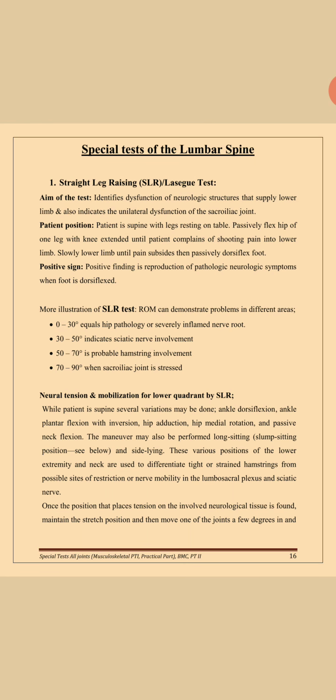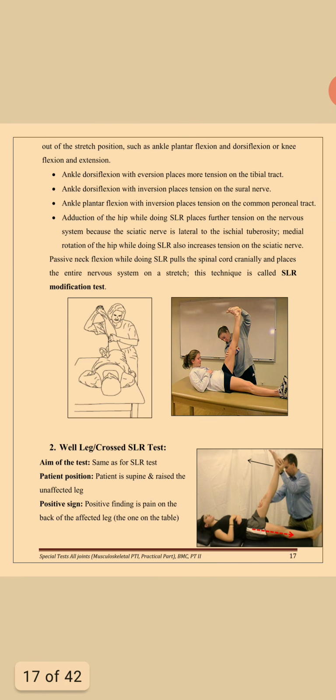These various positions of the lower extremity and neck are used to differentiate tight or strained hamstring from possible sites of restriction of nerve mobility in the lumbosacral plexus and sciatic nerve. Once the position that places tension on the involved neurological tissue is found, maintain the stretch position and then move one of the joints a few degrees in and out of the stretch position, such as ankle plantar flexion and dorsiflexion of knee.